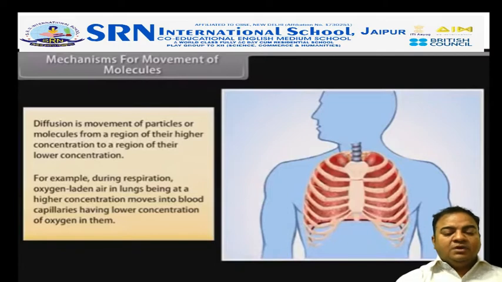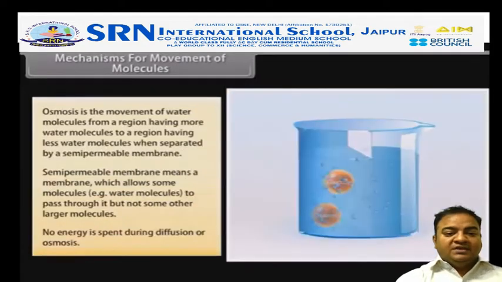Let us now study the mechanism for movement of molecules. Diffusion is the movement of particles from higher concentration to lower concentration. So it is the movement of particles or molecules from a region of higher concentration to a region of comparatively lower concentration. For example, during respiration, oxygen-laden air in the lungs, being at a higher concentration, moves into blood capillaries having lower concentration. You all know the mechanism of inhalation and exhalation of CO2.